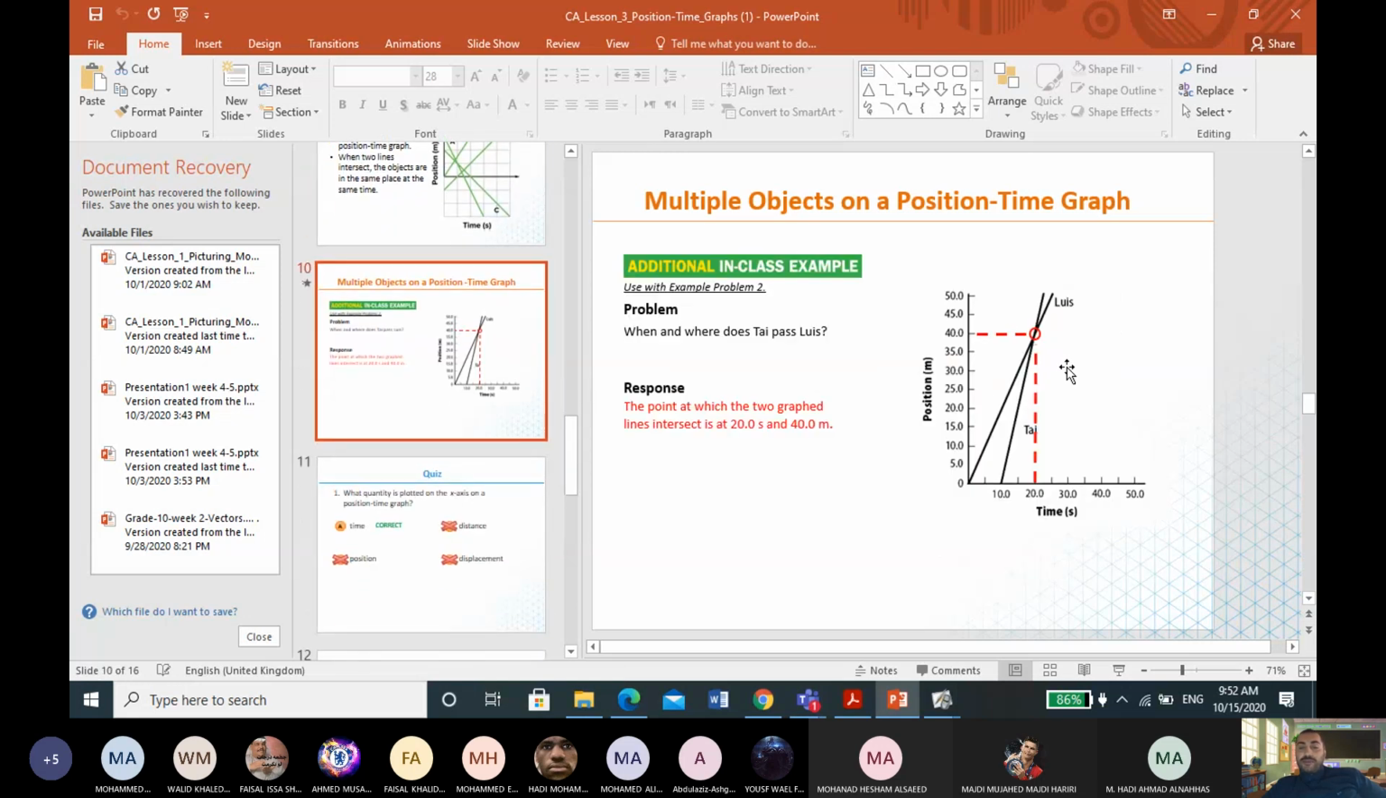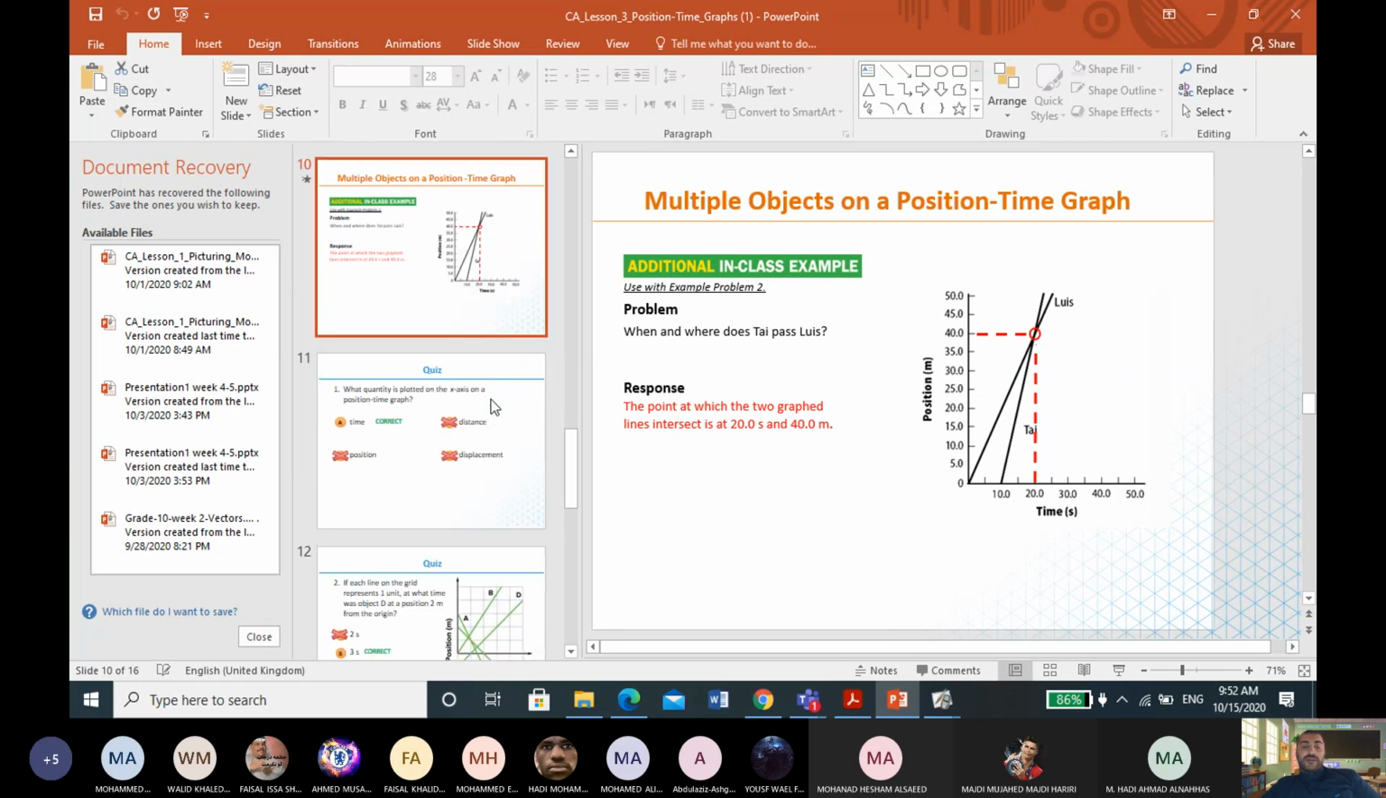Okay, so here is an example, guys, that we already talked about. Tia and Luis intersect at this point, so we say that at time t equal to 20 seconds, the position of Tia and Luis is the same. So Tia and Luis meet each other at this point. Okay, so the point at which the two graph lines intersect is 20 seconds and 40 meters. Okay, you got it, guys?